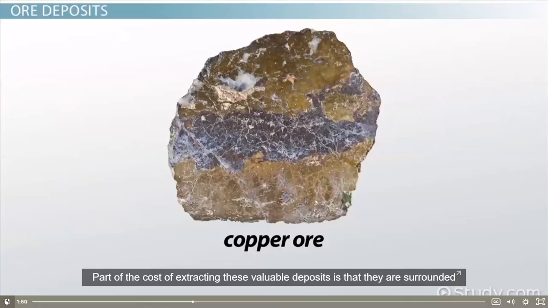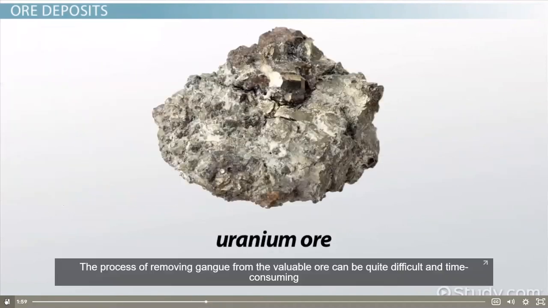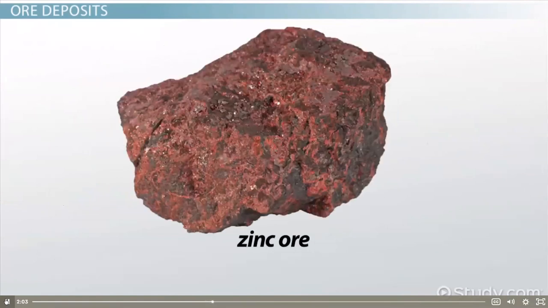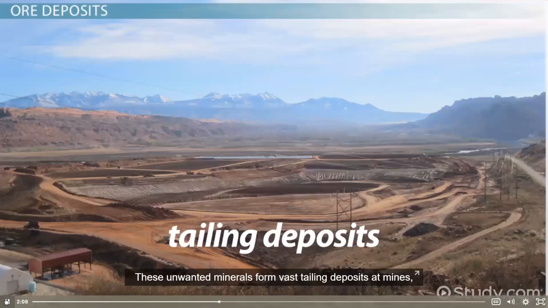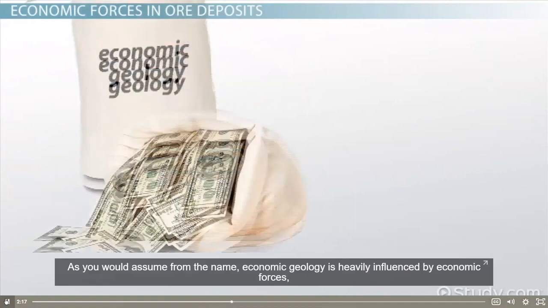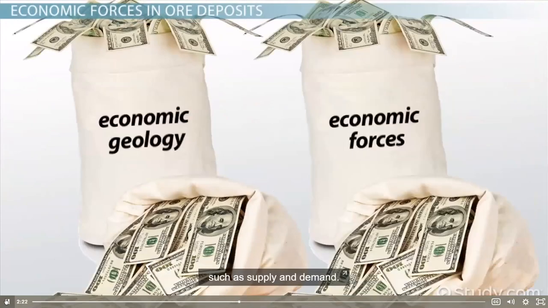Part of the cost of extracting these valuable deposits is that they are surrounded by hard silicate minerals that are not valuable and termed gangue minerals. The process of removing gangue from the valuable ore can be quite difficult and time-consuming, depending on the size of the ore minerals. These unwanted minerals form vast tailing deposits at mines, which are sometimes later the target of further mineral extraction. As you would assume from the name, economic geology is heavily influenced by economic forces such as supply and demand.